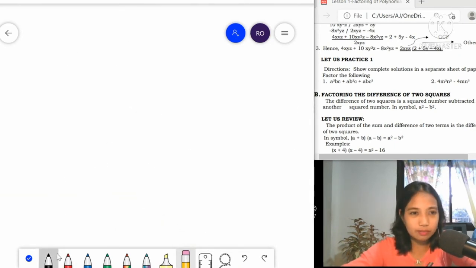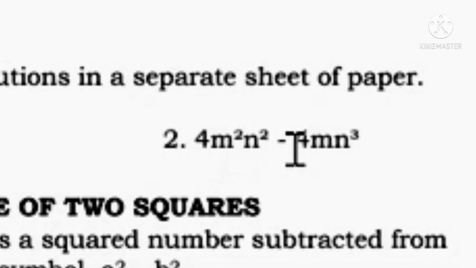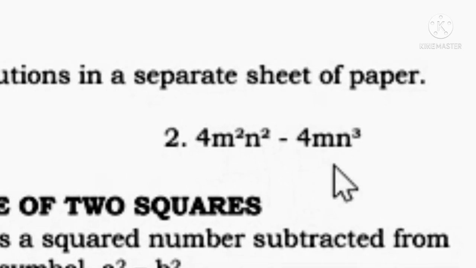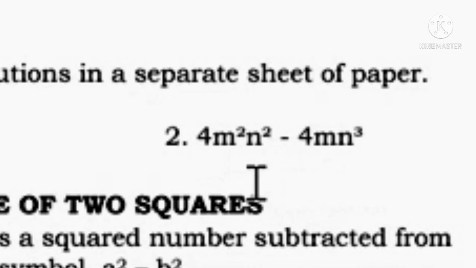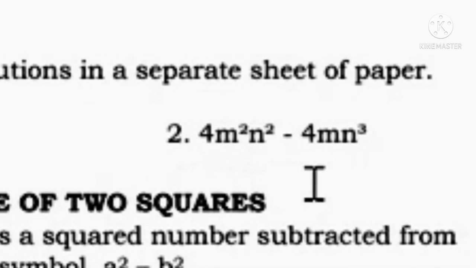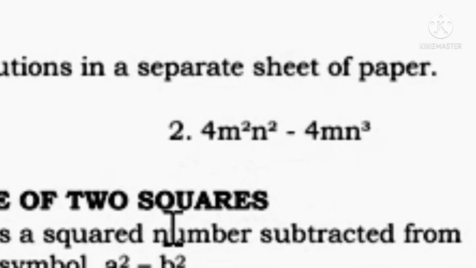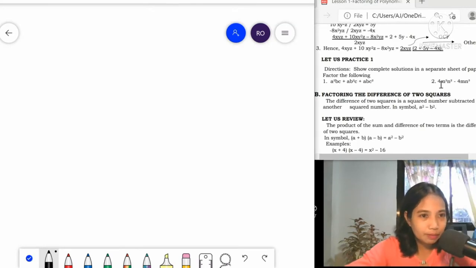Okay, so the given is 4m squared n squared. Ito, 4m squared n squared minus 4m n cubed. Okay, so kung makikita nyo, ang numerical coefficients are equal. Okay, 4. So therefore, hindi na tayo maghahanap pa ng GCF dahil parehas naman silang numerical coefficient. So therefore, the GCF is 4. Okay, GCF in terms of the numerical coefficient is 4.